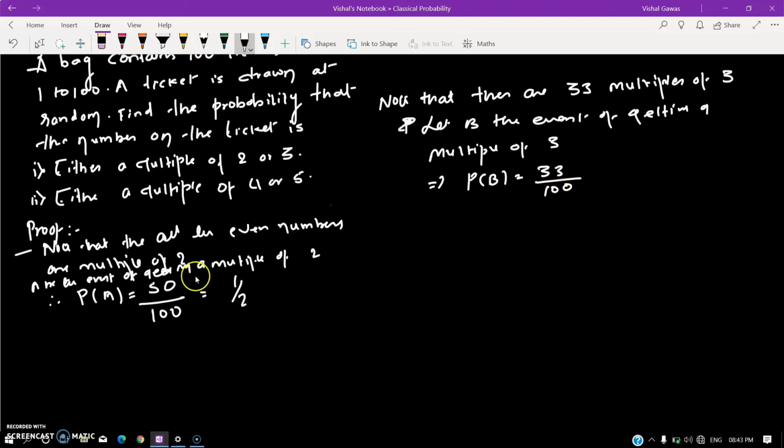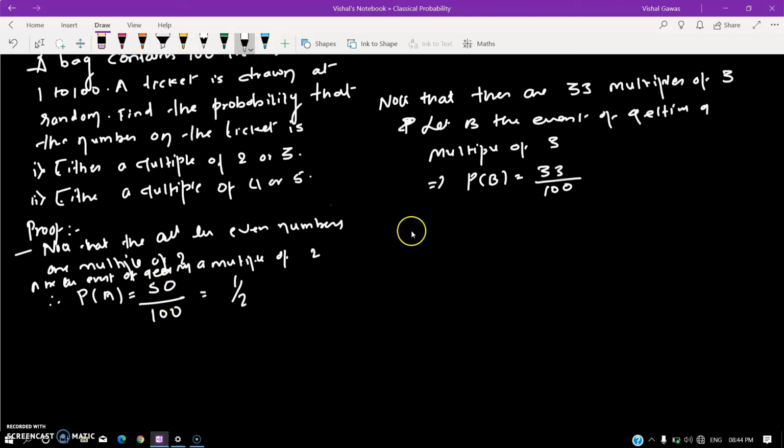Now you need to remember that every multiple of, say, 3 can also be a multiple of 2. For example, 6 is a multiple of 2 and 3 both, then 12 is a multiple of 2 and 3 both, then 18 is a multiple of 2 and 3 both. So how many such numbers can I find? You need to remember that any multiple of 2 and 3 is also a multiple of their LCM, that is 6.